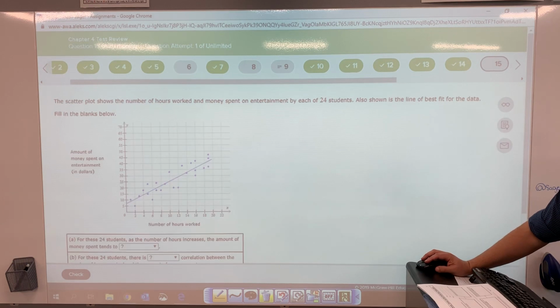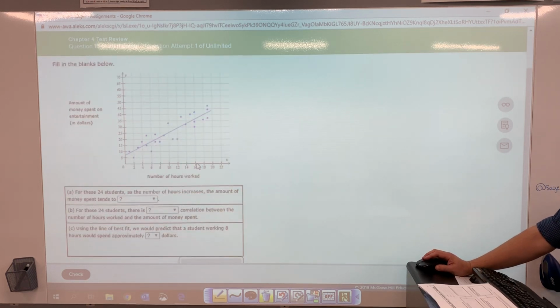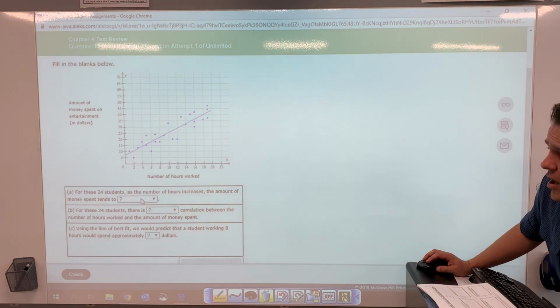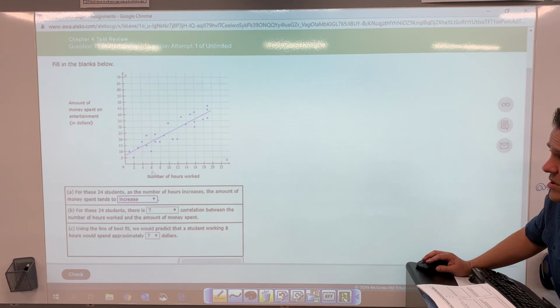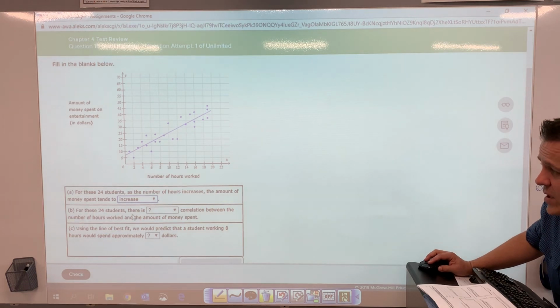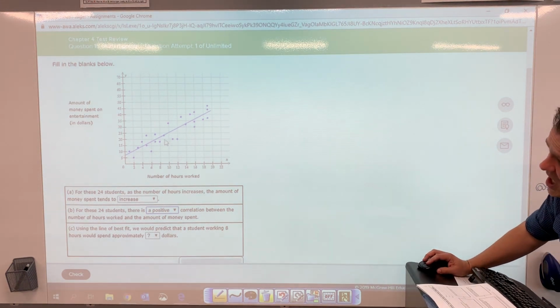15. All right, the scatterplot shows the number of hours worked and money spent on entertainment by each of 24 students. Use the line of best fit shown. Okay, so let's talk about this. For these 24 students, as the number of hours increases, the amount of money spent tends to what? Increase. Okay, so the amount of money spent on entertainment and the number of hours worked are all increasing together. For these 24 students, there's a blank correlation. That's positive. It wouldn't be negative, and it wouldn't be none, because none would be too scattered out and they wouldn't have a good line of fit.